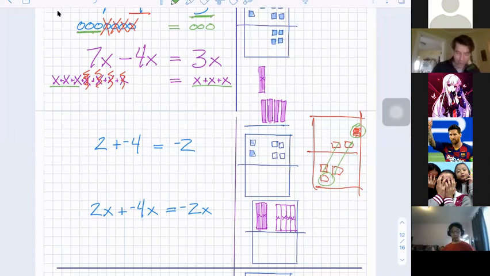No, it doesn't make sense. Does it make sense when we look at it this way and go 0 pair, 0 pair, this is minus 2? Does that make sense? Kind of makes sense. What part doesn't make sense?